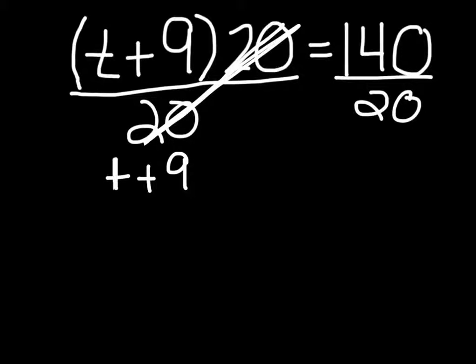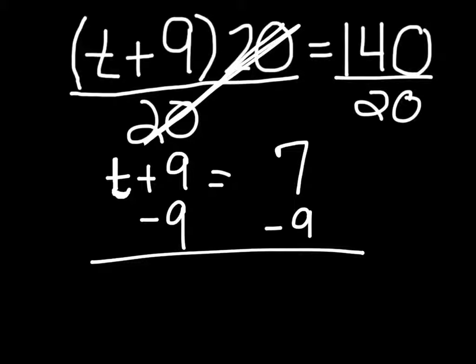Let me rewrite my t a little bit so it doesn't look like a plus sign. That's why I put the little doohickey on the bottom. I hate those. Yeah, but they're kind of necessary, so they don't look like plus signs. And then what is 140 divided by 20? 7. And then what am I going to do? Subtract 9 from both sides. My 9s do what? Cancel each other out, leaving me with t.